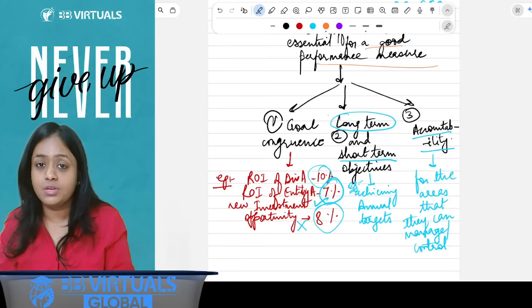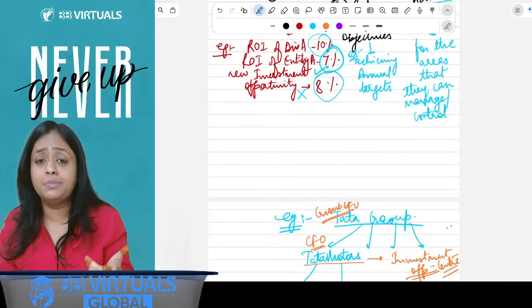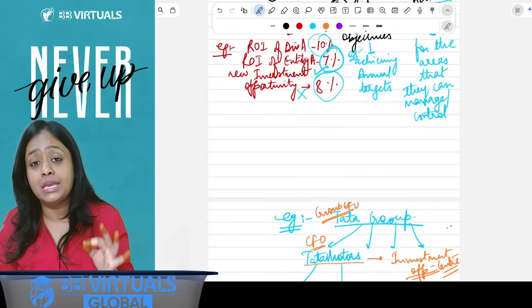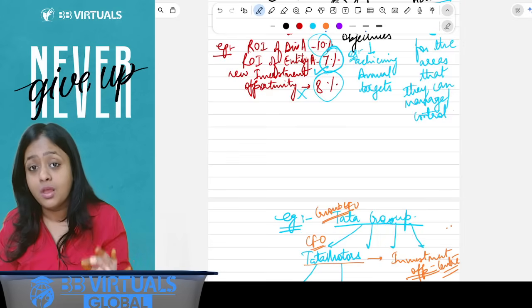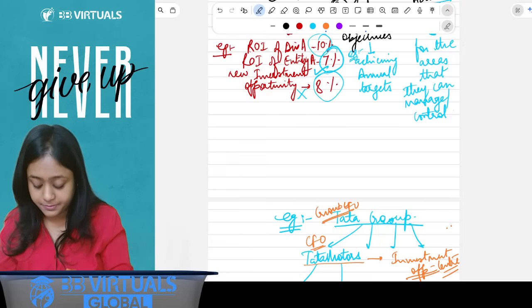Third is accountability, which is maximum needed for the areas. But accountability for which areas? Always we will have accountability only for the areas that the managers can control. For the areas that they cannot control, please don't hold them accountable.